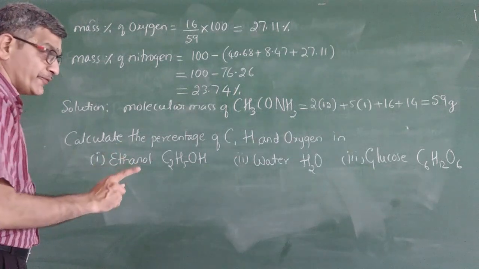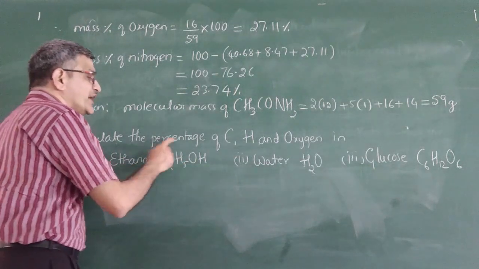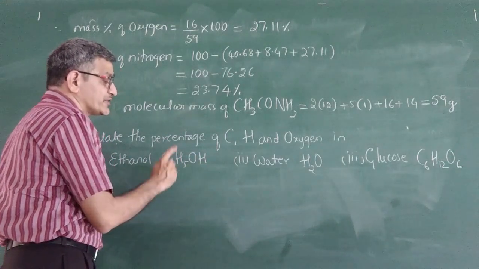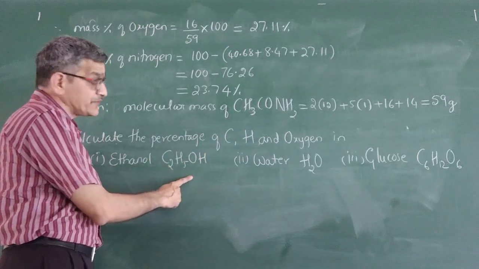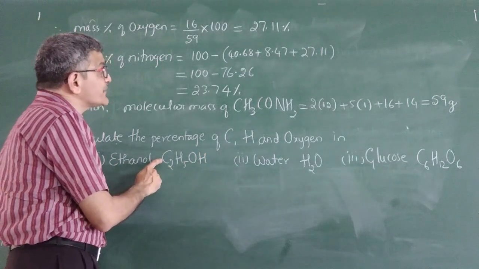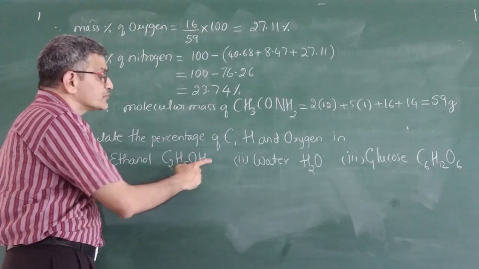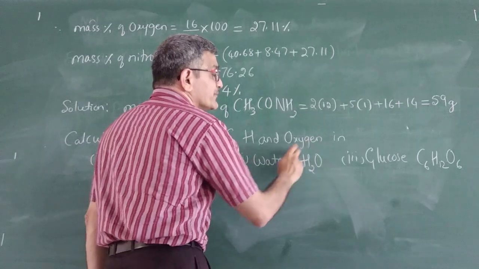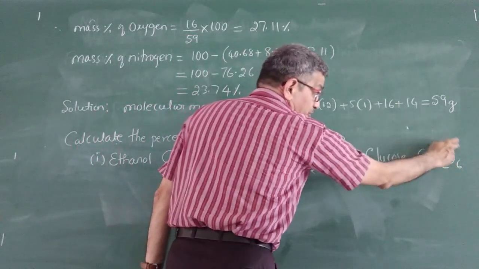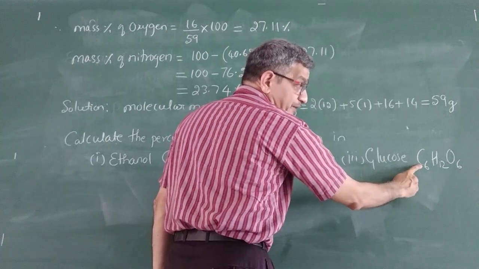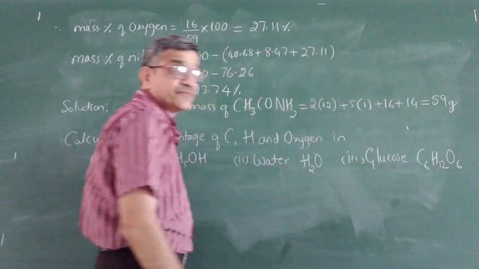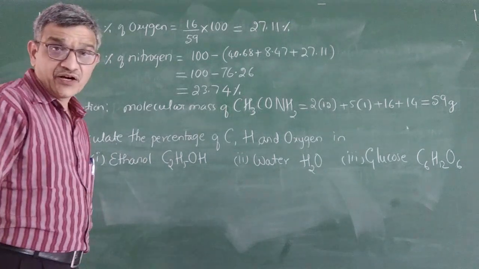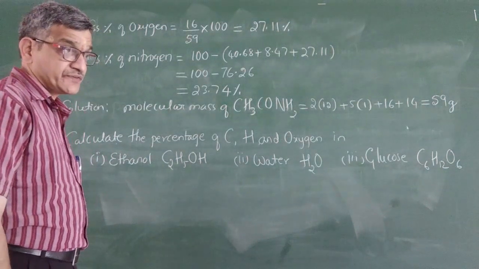What do we have to do? You have to first find out the molecular mass. In ethanol there are 2 carbon, 5 plus 1, 6 hydrogen and 1 oxygen. Calculate the molecular mass. Then the mass of this divided by that molecular mass into 100. In the same way, find the molecular mass for the other one. Here there are 6 carbon, 6 oxygen and 12 hydrogen. You have to consider all those. So I am leaving this as homework. Go and work this out.